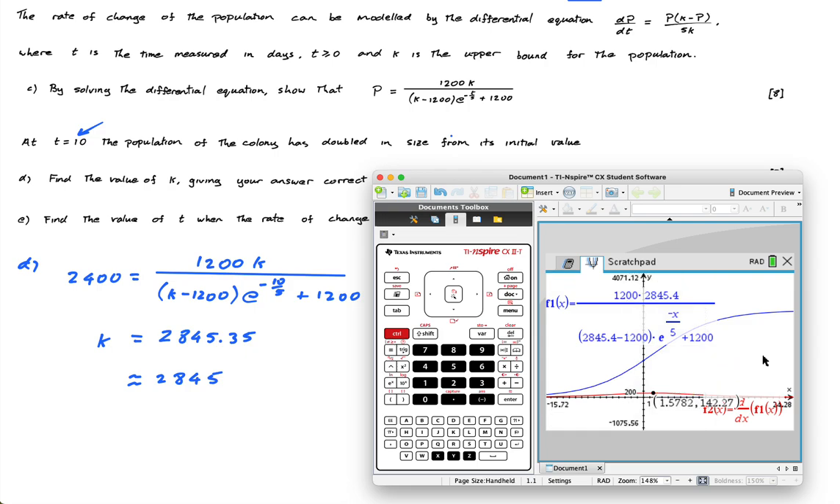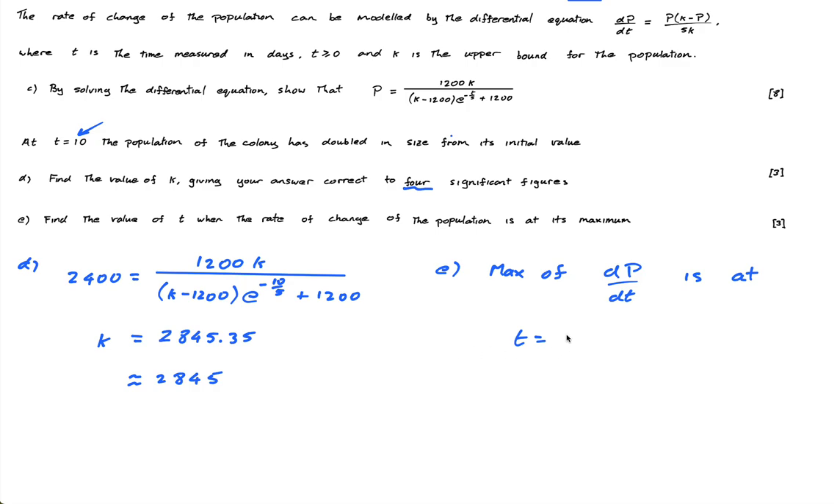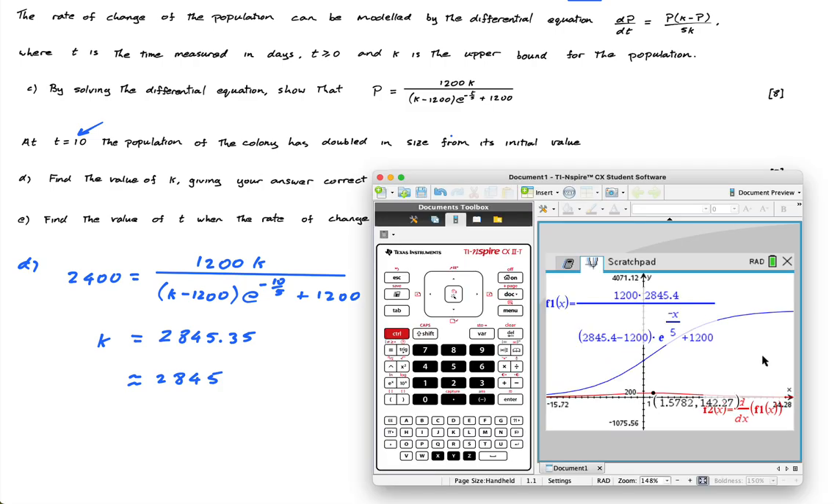So the maximum is at 1.5782. Note, guys, I'll put approximately equal to 1.58 here. But note, when I sketched this function, I subbed in the value of k that we found, and it was this one, 2845, that I subbed in.